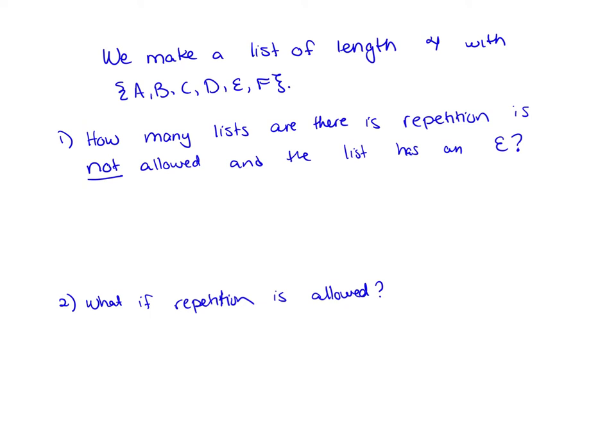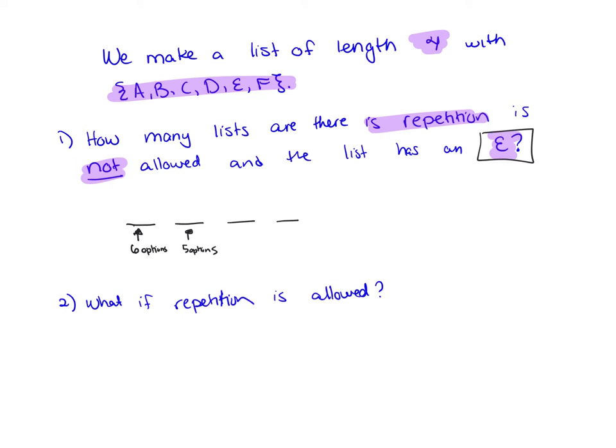So I want to know how many lists there are if I have lists of length 4 with the options A, B, C, D, E, and F. And I want repetition not allowed, and it definitely has an E in it. So let's think about this. I have lists of length 4: 1, 2, 3, 4. I can't have repetition. So for the first spot, there's going to be 6 options. Then I'm going to have 5 options and so forth. But if I just do this out, then I'm not going to be guaranteed to have an E.